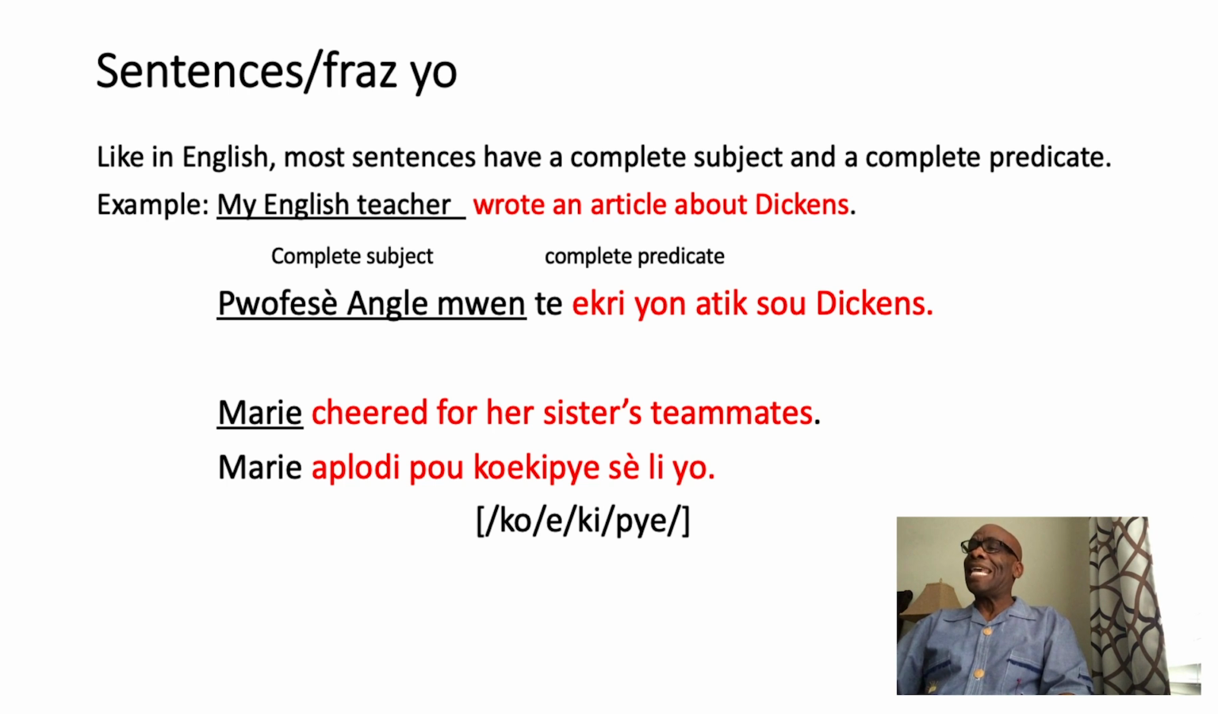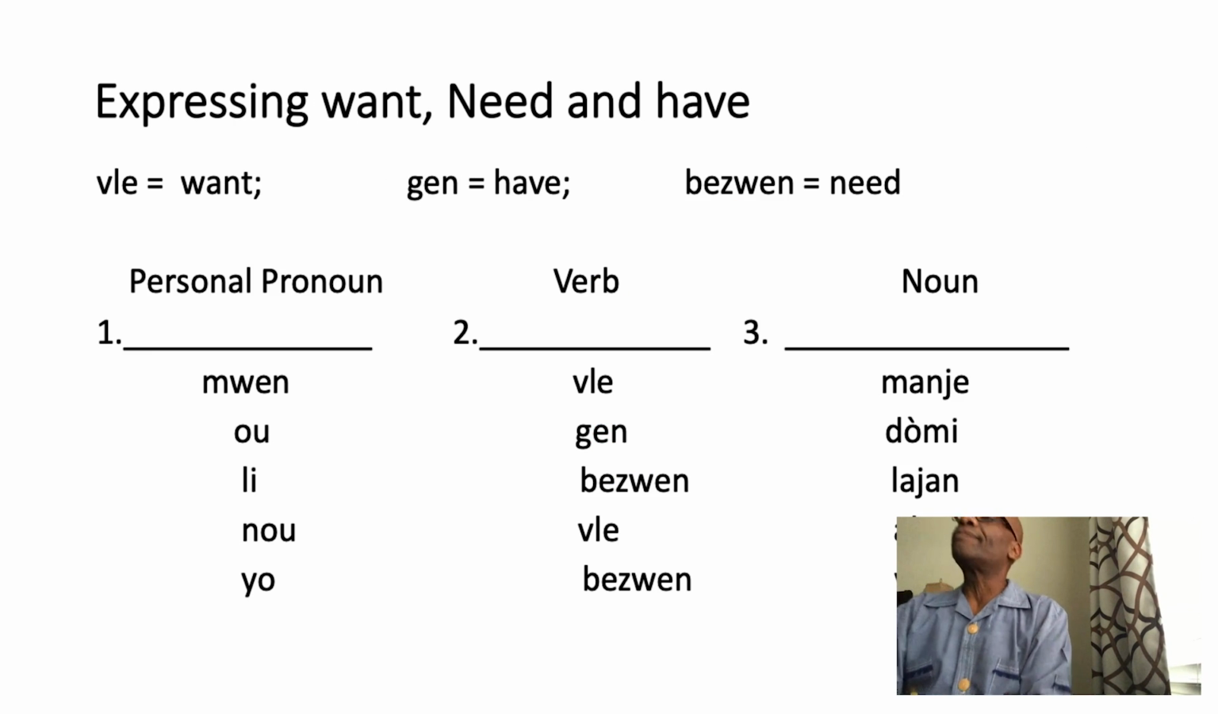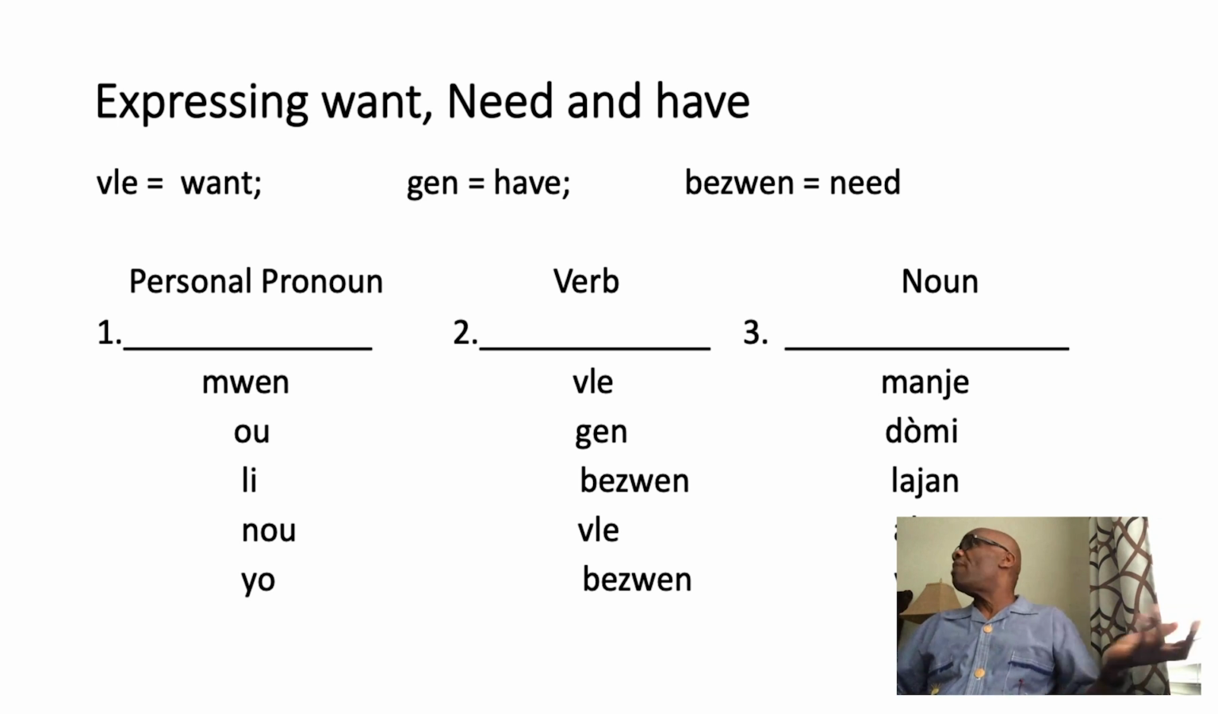Mary cheered for her sister's teammates. That's the complete predicate. Now, in Creole, Marie applaudit pour coéquipier Célio. The word is coéquipier. Marie applaudit pour coéquipier Célio.